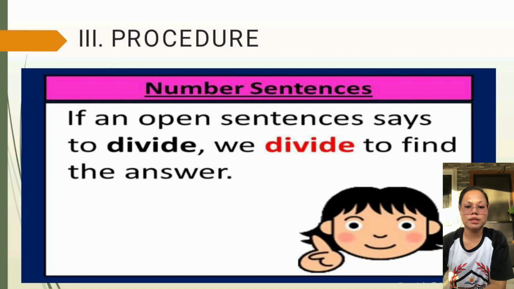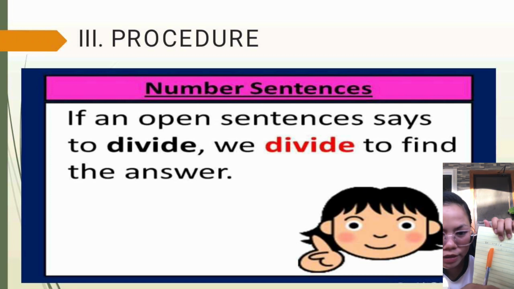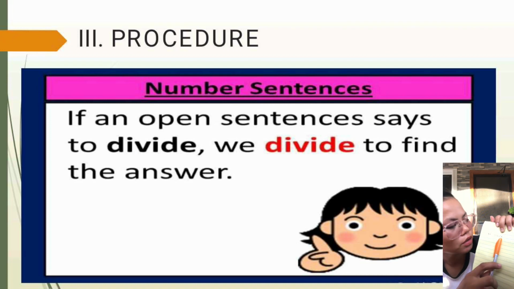And if an open sentence says to divide, we divide to find the answer. So let's say for example 7 equals 21 divided by x. So we should divide this to get the missing number of x. So 21 divided by 7 is equals to 3. 7, 14, 21. So the missing number of x is 3.